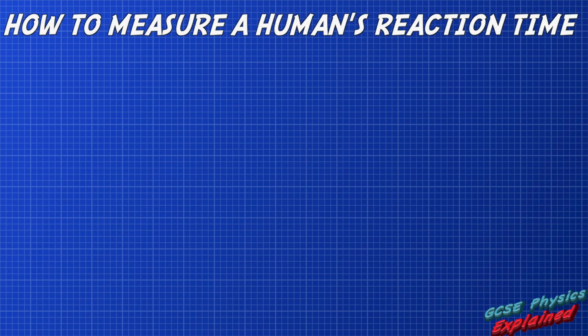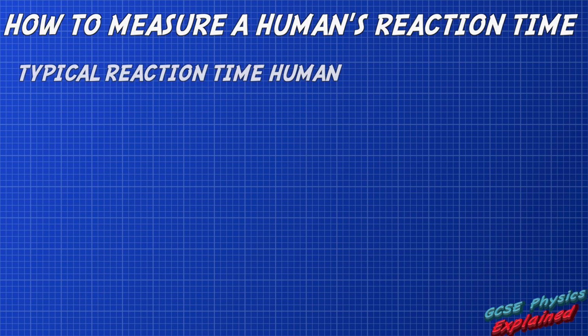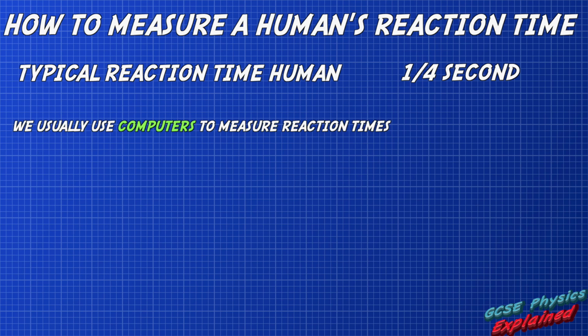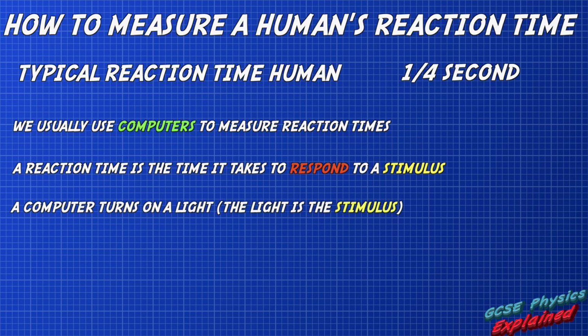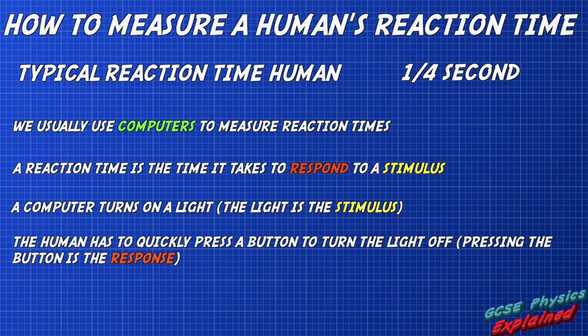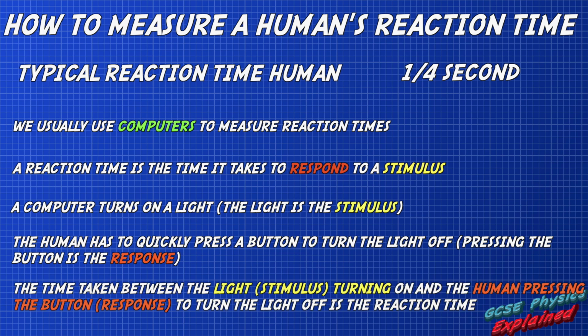How to measure a human being's reaction time. The typical reaction time of a human being is about 1/4 of a second, which is very fast. So we usually use computers to measure it for us. A reaction time is the time it takes to respond to a stimulus. For example, if we get a computer to turn on a light, the light is the stimulus. The human has to quickly press a button to turn the light off. Pressing the button is the response. The time taken between the light turning on and the human pressing the button to turn the light off is the reaction time.